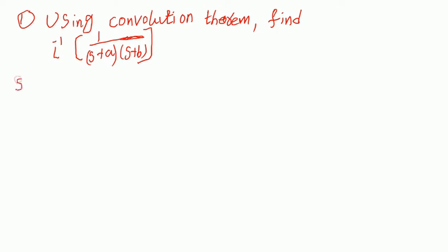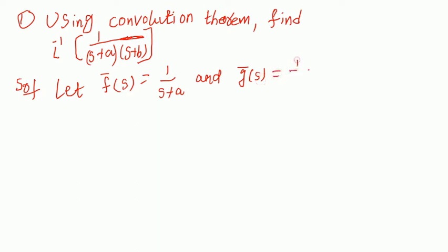To use the convolution theorem, first we have to choose f bar of s and g bar of s from the given problem. Here 1 by s plus a and 1 by s plus b are both in the same form, so you can take either one as f bar of s, that is your choice. So I am taking f bar of s equal to 1 by s plus a and g bar of s equal to 1 by s plus b.